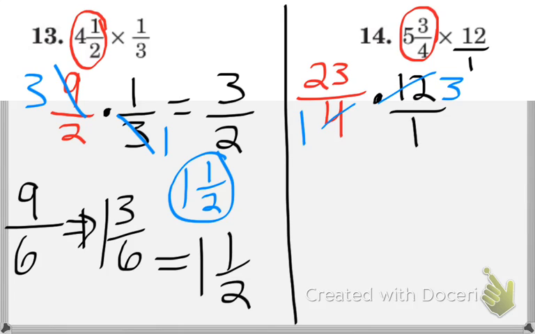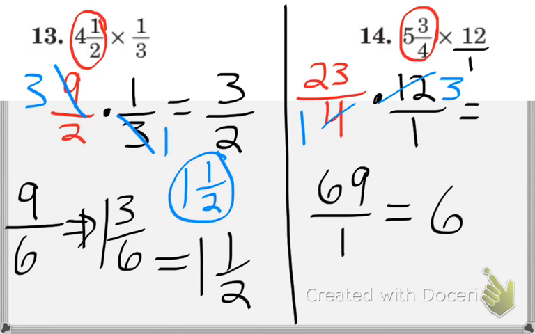So on the top, you're still going to have to do 23 times 3. You're not going to be able to get around that one. But that's okay. 23 times 3 gives us 69. So we have 69 over 1 times 1 on the bottom is 1. Well, that just equals 69. So that's our final answer to that question.